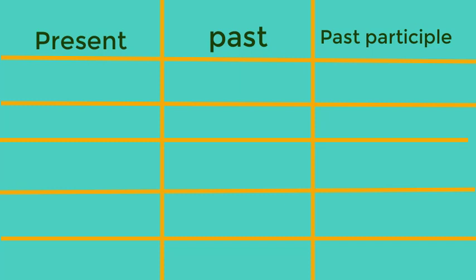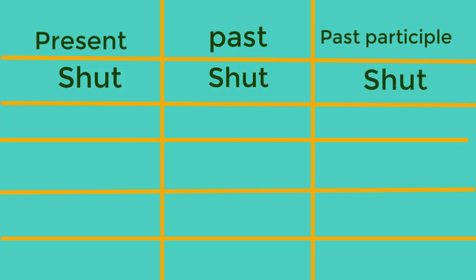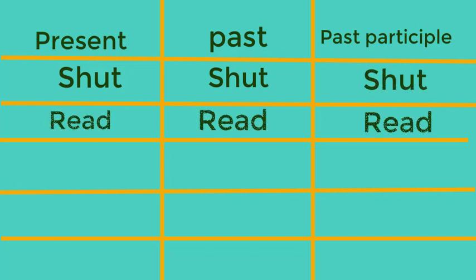Look at here: present, past, past participle for the irregular verb shot, shot. Spelling and pronunciation will be the same. Look at the second verb, read, read. Pronunciation for past and past participle are different, but look at the spelling: read, read, they are the same, no differences.